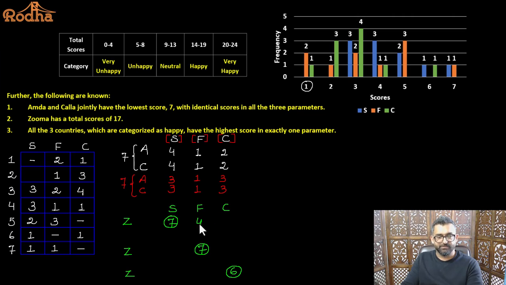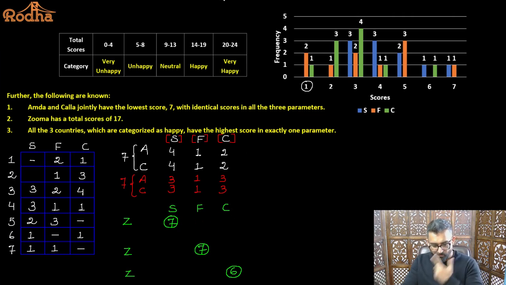okay, 7 plus 4, 11, plus 16, again not possible because the highest score of parameter C is again given to Zuma, which is practically not possible. So this is again not possible. So 7, 4, 6 is not possible. Fine. Because Zuma is getting the highest score of 2 parameters, which is practically not possible.